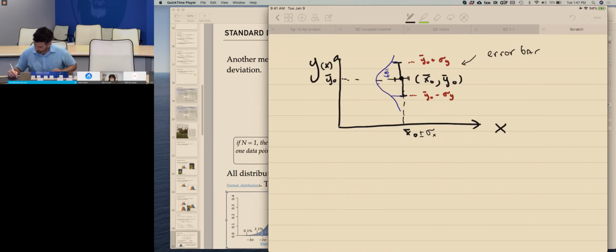Okay? The other kinds of plots that you've been seeing are histogram plots. And these just show you the distribution of points. And here it's telling you the number of events within some region of x. Okay?